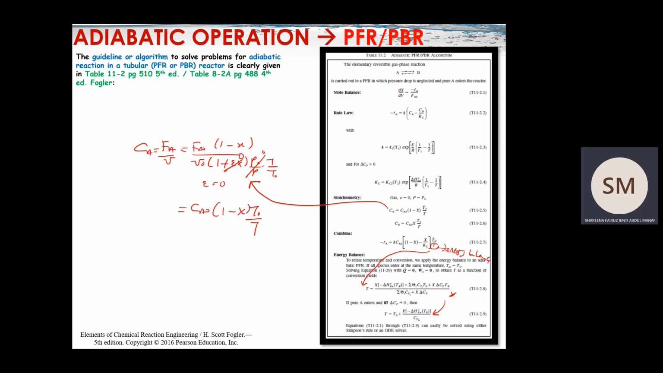Alright, so equations T11-21 through T11-29 can easily be solved using either Simpson's rule or an ODE solver. This is how you get the profile of the concentration. So moving on.